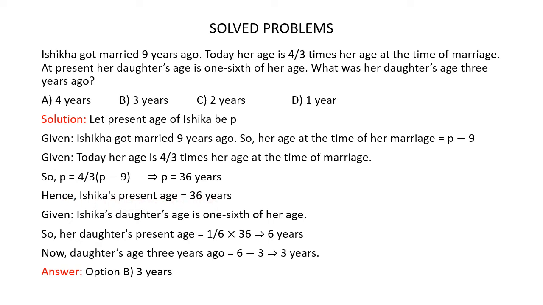It's given Ishika's daughter's age is 1/6 of her age. So the daughter's present age is 1 by 6 multiplied by 36, which is 6 years. So the daughter's present age is 6 years. Now we are asked to find the daughter's age 3 years ago. So 3 years ago the daughter's age was 6 minus 3, that is 3 years. The correct answer is option B, 3 years.